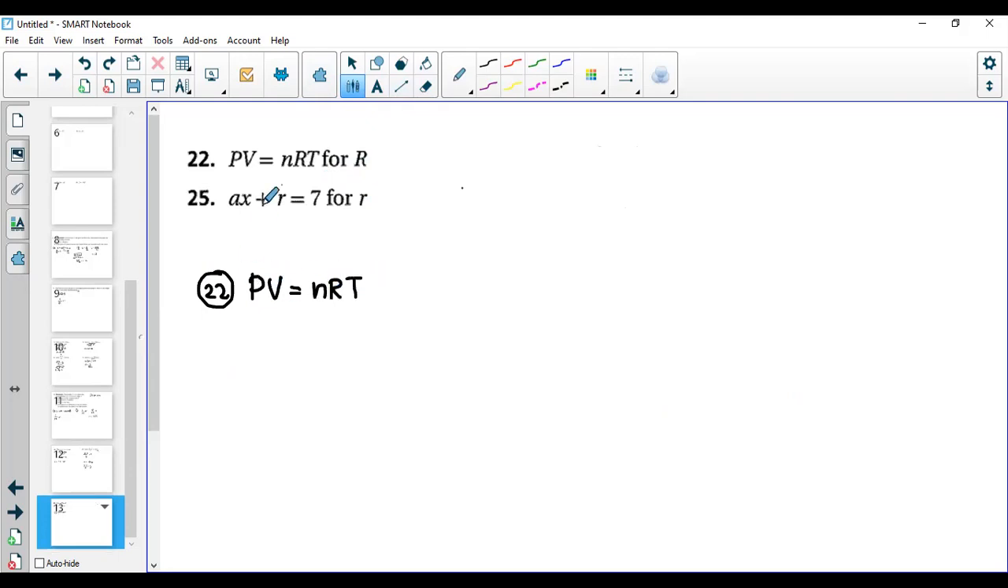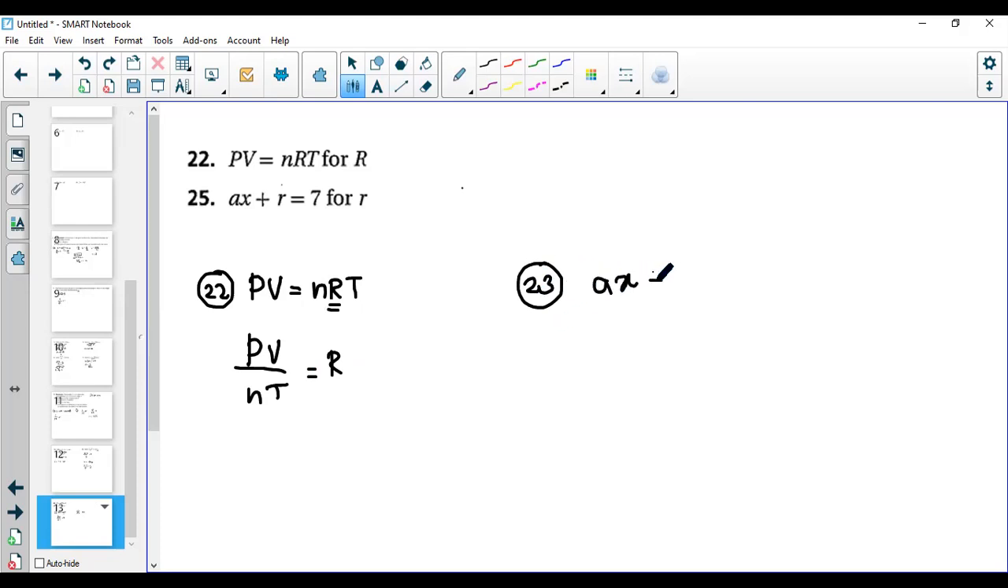Okay, PV equals nRT, you have to solve for R. Now, as you know, this is n multiplied by R multiplied by T. So to remove that, what do we do? Simply divide them. So that becomes PV over nT equals R. That's it. Wasn't that easy? If you practice, that's where your speed increases as well as the easiness of the lesson increases.